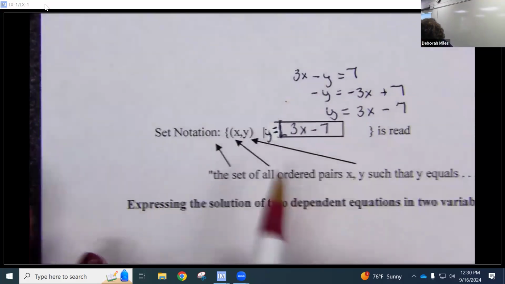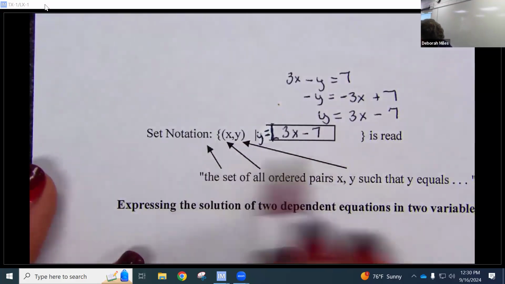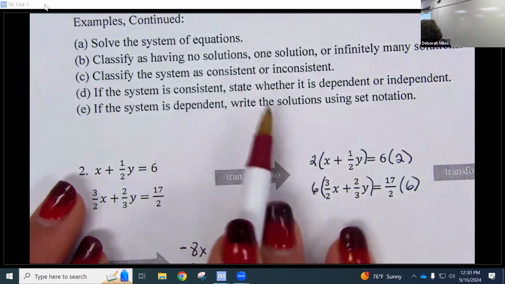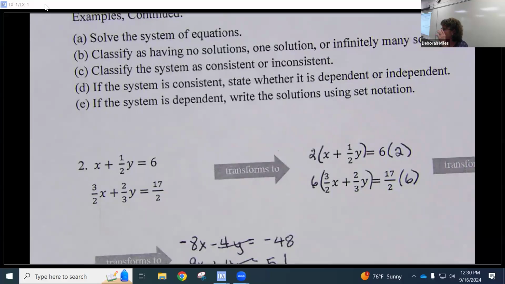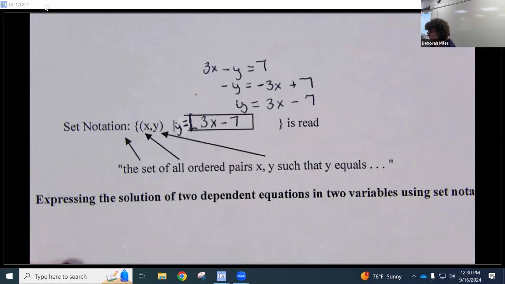And again, I'm only showing you this so that you can do the last thing in the homework, which asks you if the system is dependent, write it using set notation. All right. Any questions about that?